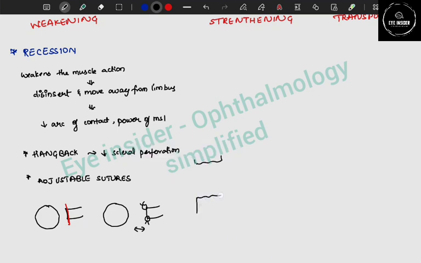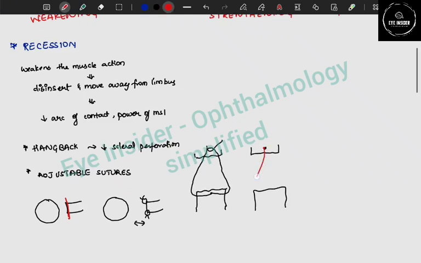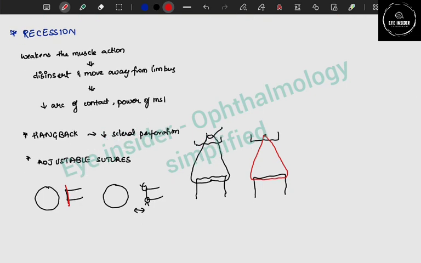So the insertion is moved back, and this is the hangback recession and hangback recession with adjustable sutures. So here we tie a knot. That knot can be tightened or loosened depending upon the amount of squint to be corrected.